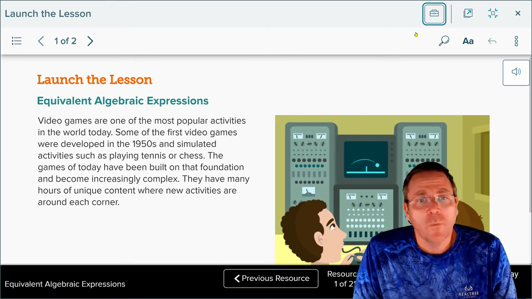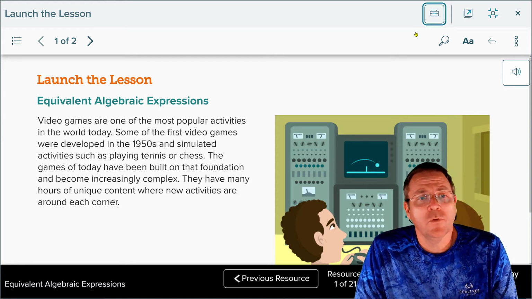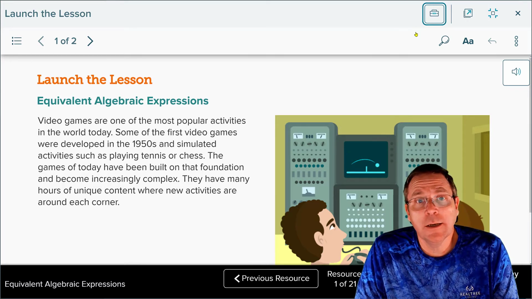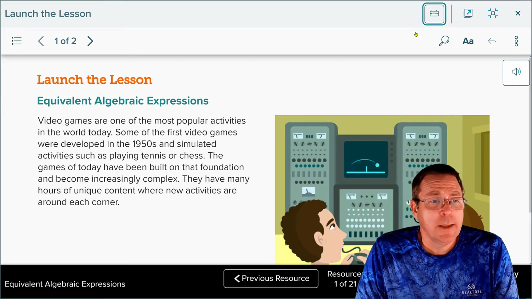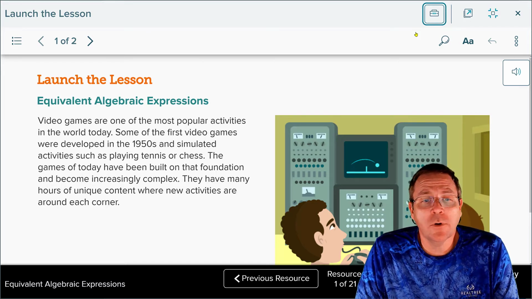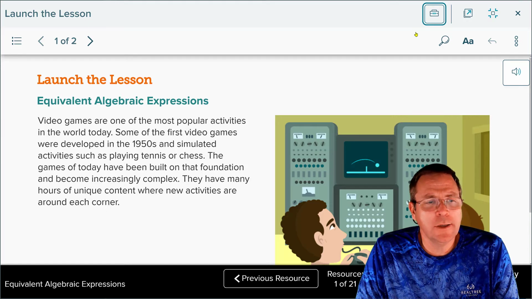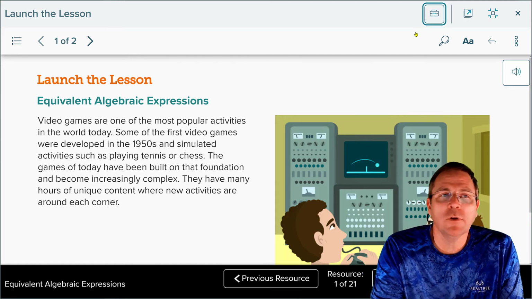Video games are one of the most popular activities in the world today. Some of the first video games were developed in the 1950s and simulated activities such as playing tennis or chess. Games of today have been built on that foundation and become increasingly complex. They have many hours of unique content where new activities are around each and every corner.